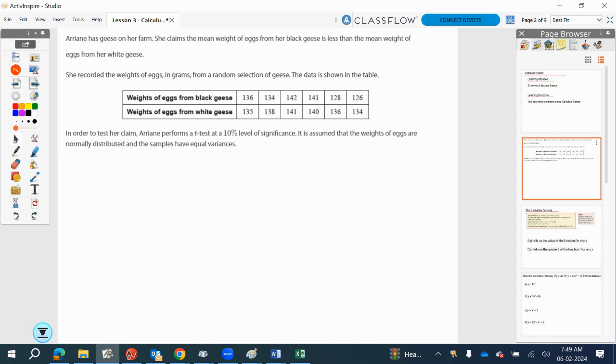Why does it say this bit about it assuming the weights of the eggs are normally distributed? It's simple. You can't do a t-test if it's not normally distributed data. So you can't just say a t-test is not suitable for this stage, or there is no evidence to support that a t-test is suitable for this data. It's one of those prerequisite things for a t-test. It needs to be normally distributed.